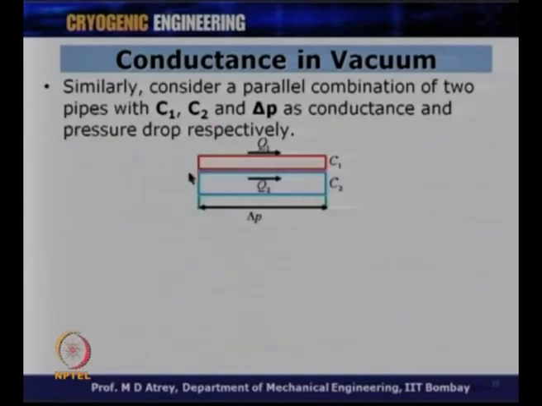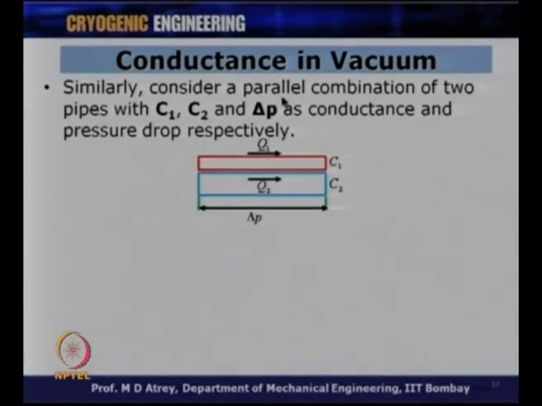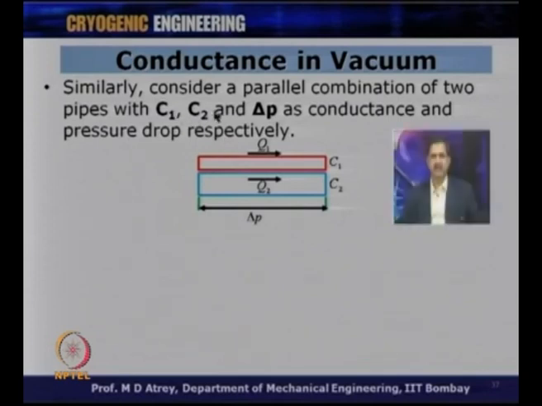Now, let us see what happens if the pipes are connected in parallel. Similarly, consider a parallel combination of two pipes. Let us say C1 and C2 are the conductances of these two pipes, and some Q1 will go through this pipe, some Q2 will go through this pipe, depending on the diameters of the pipes. Let us say they have the same length, and therefore the delta P across them is going to be the same, because the same gas will get split up here and the flow will come back together here, as a result of which the pressure at the entrance and the pressure at the exit will be the same. Therefore, in both these pipes connected in parallel, the pressure drop is going to be the same. This was not the case when they are connected in series.